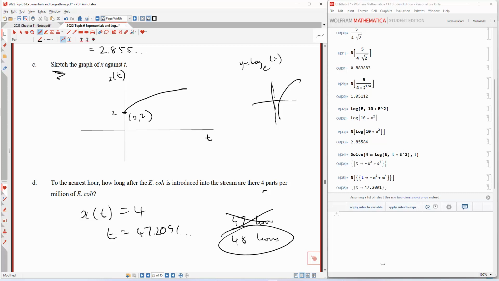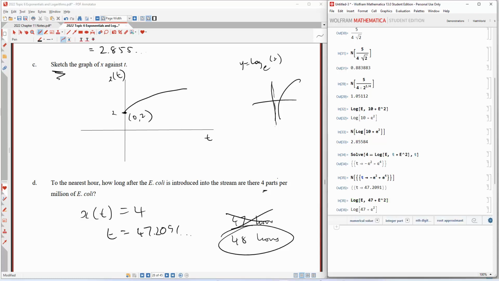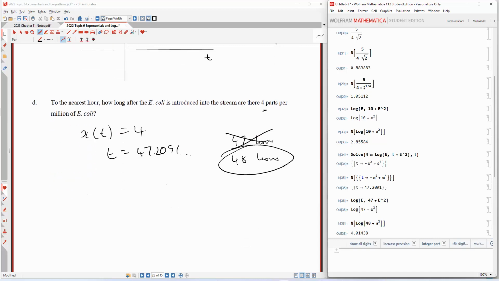And again, what you should feel comfortable doing is just checking that. So I'm just going to grab this and try it again, just to make sure I've done this correctly. I'm going to use t as 47, and what I'm thinking here is that this will be less than 4. It'll be like 3.9. There you go. So that means that the 48 one gets us over 4 parts per million.